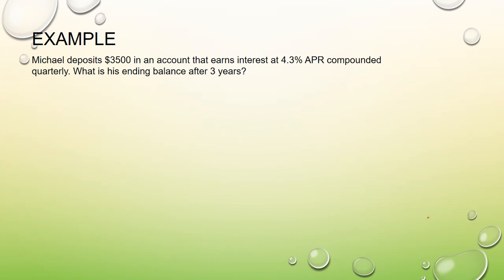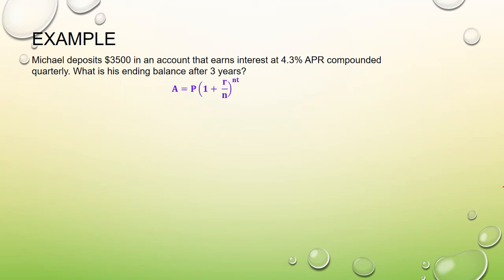Alright, here's an example. Michael deposits $3,500 in an account that earns interest at 4.3% compounded quarterly. What is his ending balance after 3 years? So you know, in the first few slides we had a table for compounded daily. If you didn't have that table, you can still use this formula right here to find out the same value. You would get the same answer. For the next few slides, we don't have a table, so we actually have to plug it into the formula. Not as fun, but very useful.